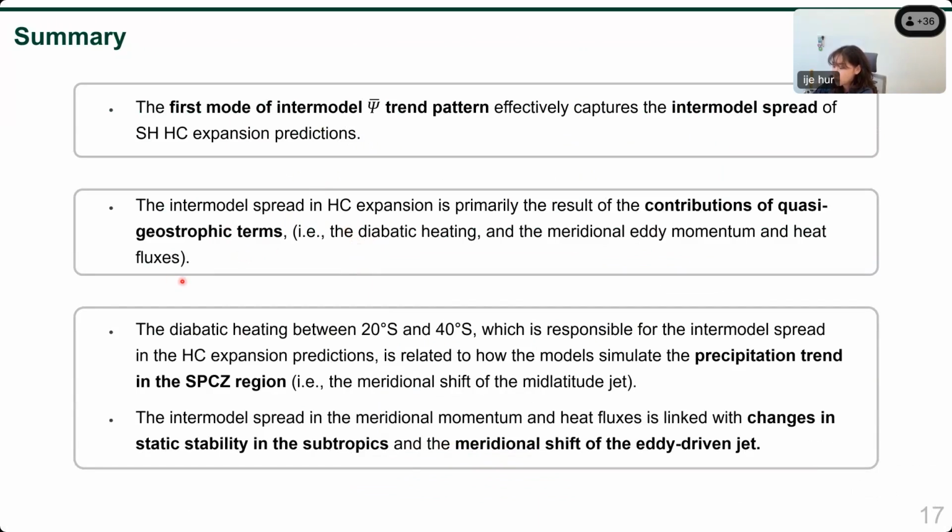Through these diagnostic terms, we examine the features of the overexpanded models. Those overexpanded models tend to simulate increased precipitation in the SPCZ region and increased static stability in the subtropics. The last is a more forward shifted eddy-driven jet.